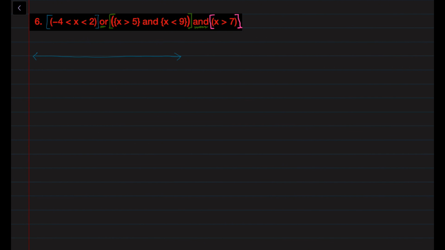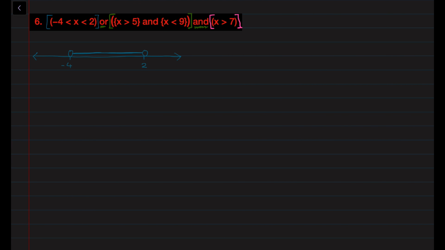We're going to draw this straight on. So we have numbers from -4 till 2, where 2 is not included and -4 is not included, and all the numbers in between are. So here's the answer to our first part.